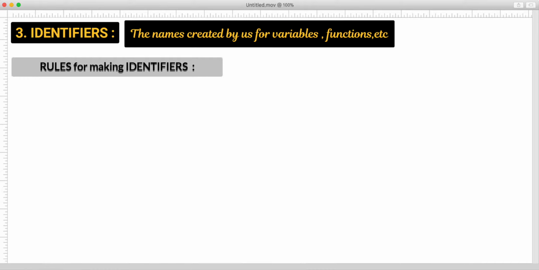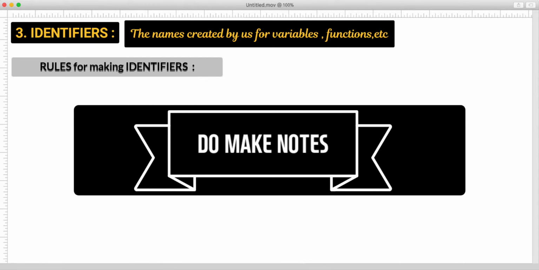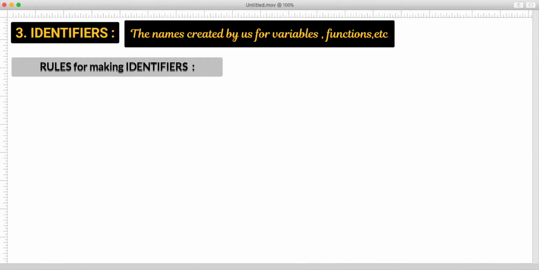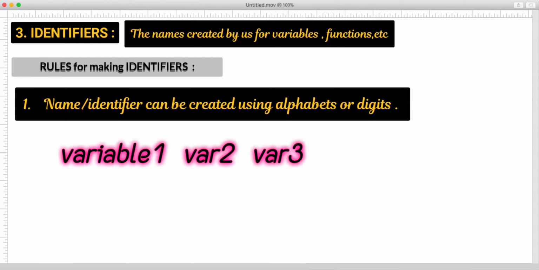One note here: if you're watching this video, you can note these rules down anywhere, as it is very important for you to memorize them. Starting with the first rule, an identifier can be created using alphabets or digits. For example, as you can see on the screen, variable1, var2, var3 are valid identifiers that we can create for naming variables, functions, etc.